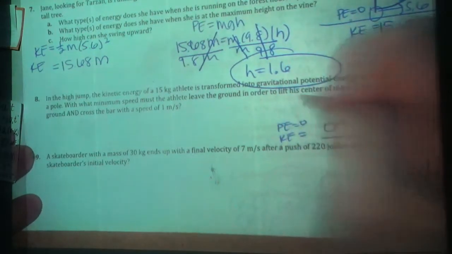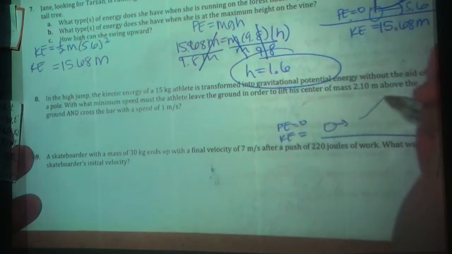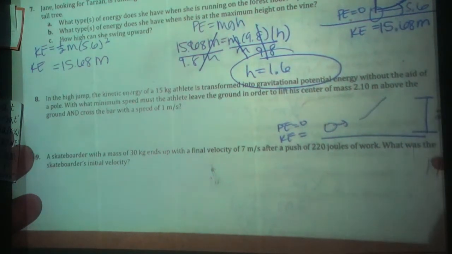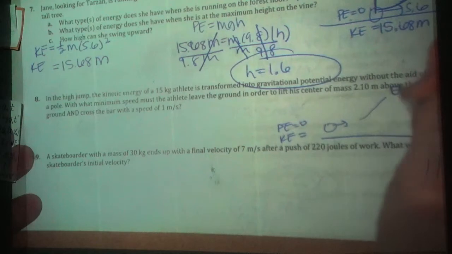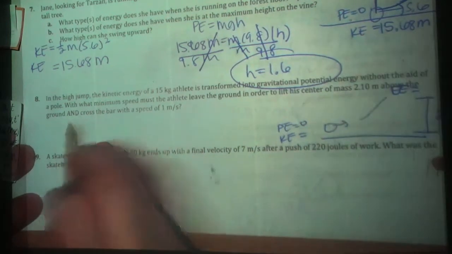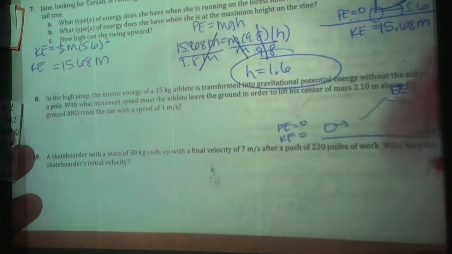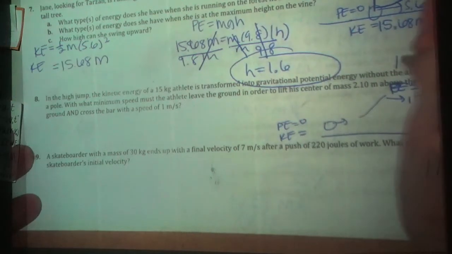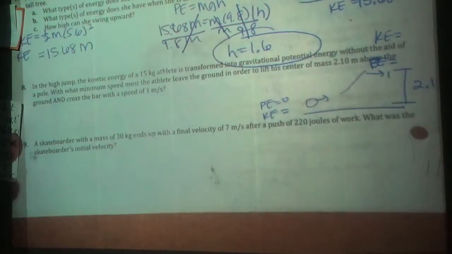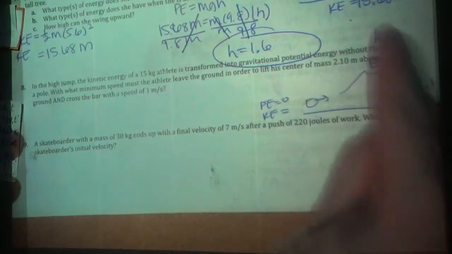In order to lift their center of mass 2.1 meters above, meaning they have some potential energy right here, and they still need to be moving with the speed of 1, so they have both potential and kinetic here. Really should have given more room. So let's find the potential and the kinetic needed at the top. Well, potential is mg, height of 2.1. So that gives me a potential energy of 308.7.